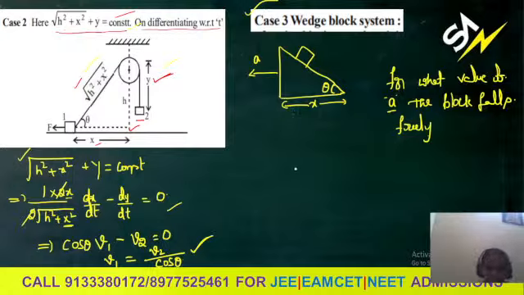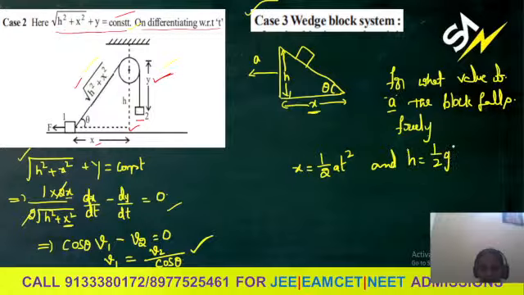So first let us consider the distance traveled by the wedge with an acceleration. Initially it is at rest. If it moves this much distance to the left side, we can write x is equal to half A t square from the kinematic equations. And take this as the height of the wedge, then the block falls freely from this height due to gravity. When the wedge accelerates to the left side, the block falls freely due to gravity, that is h is equal to half g t square.